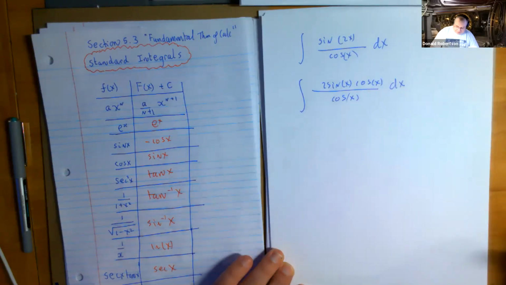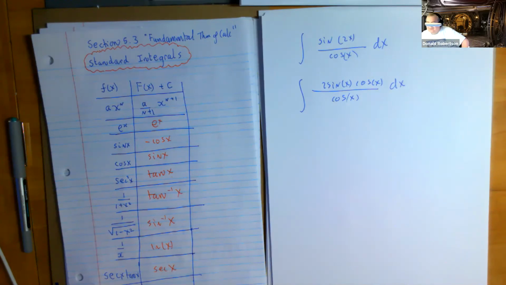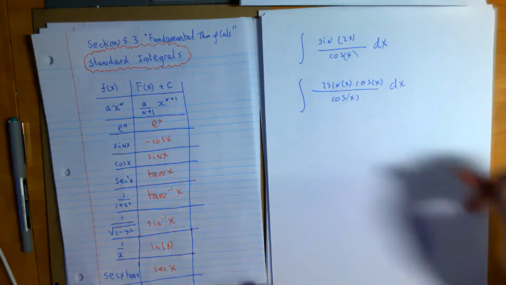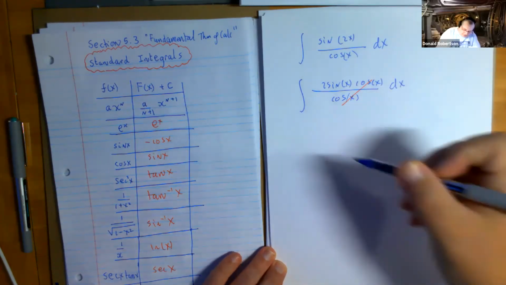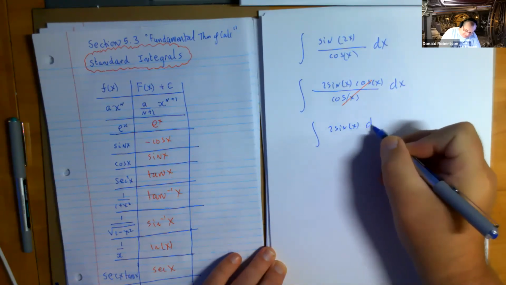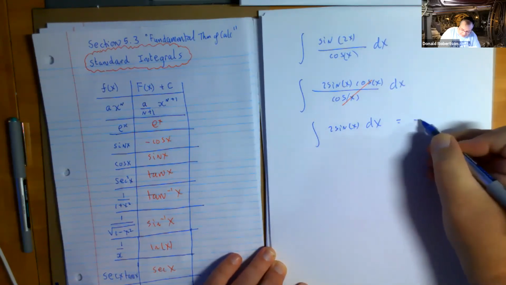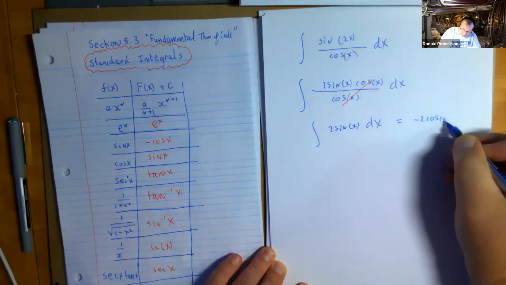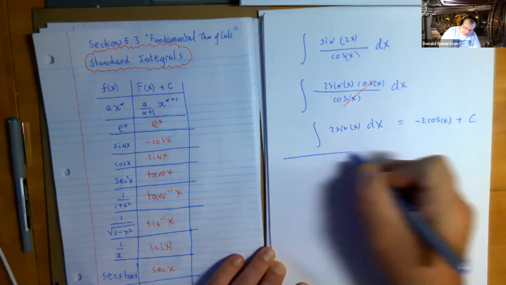Now, do you see something really nice has happened? You can cancel out the cosine x. And so all we're left with is this guy, which we can do. We're finished.